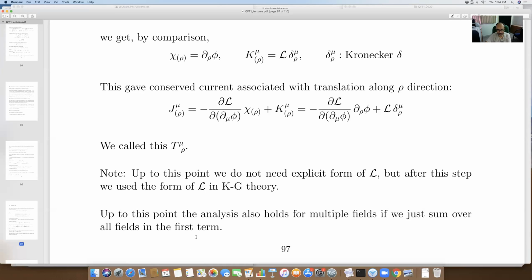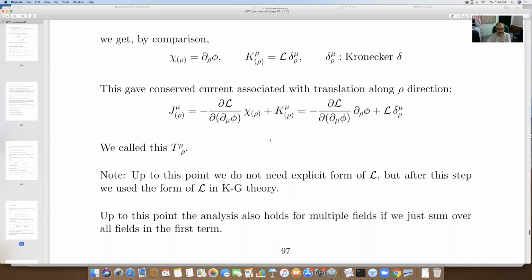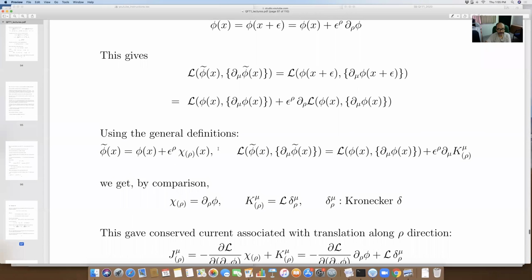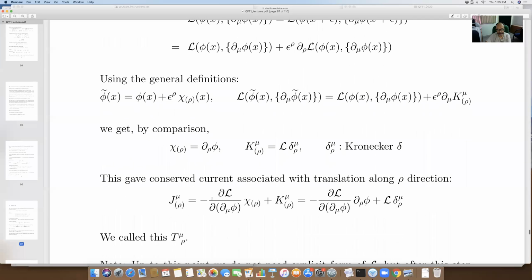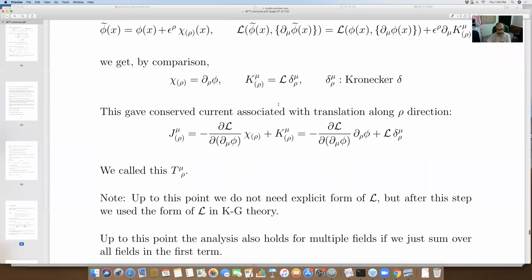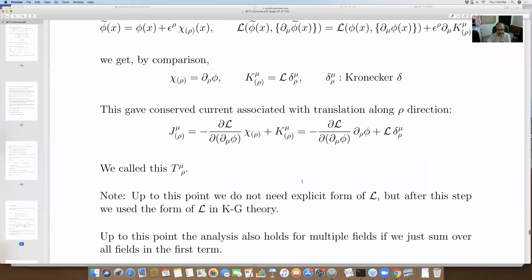And the second point I want to emphasize is that up to this point, the analysis will also hold for multiple fields. If you had multiple fields, all that will change is that in the first term you have a sum over I. Here there will be an I, and here there will be an I, because every field has its associated chi I, which will have del rho of phi I. And we will get the expression with the sum over I included.